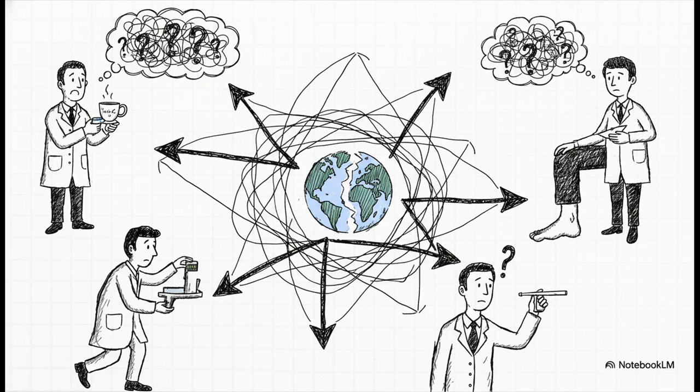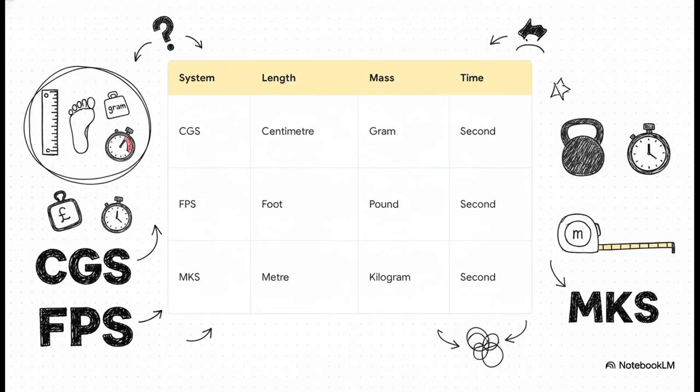You had scientists in different countries, sometimes even in neighboring labs, all using their own local systems. This, as you can imagine, led to just massive confusion, tons of errors when people tried to replicate experiments, and it was a serious roadblock to making any real progress. I mean, just take a look at this. This gives you a little taste of the chaos.